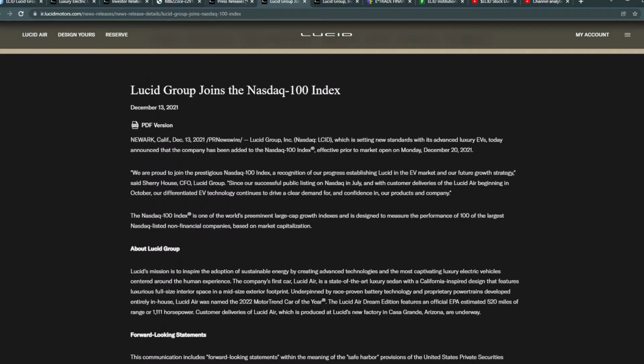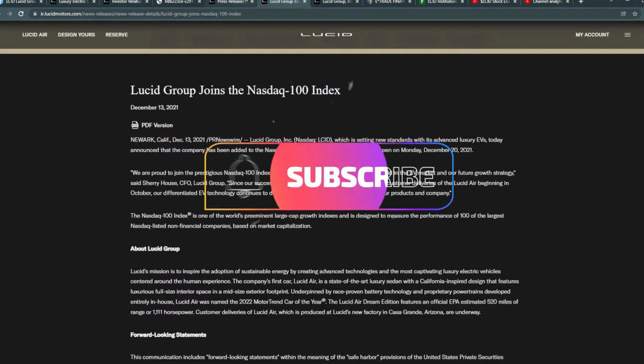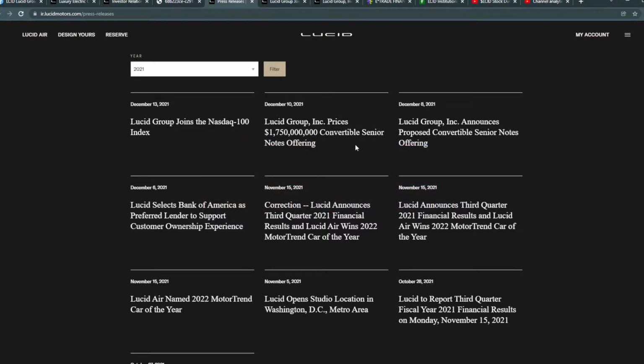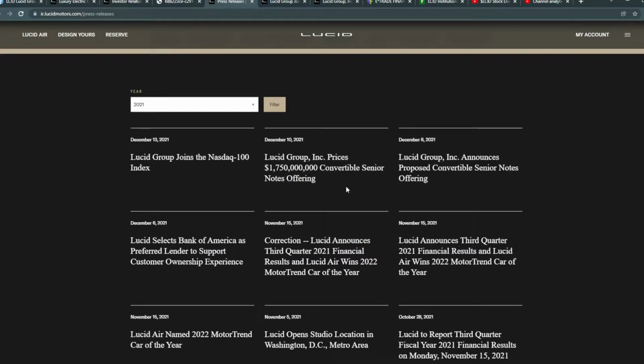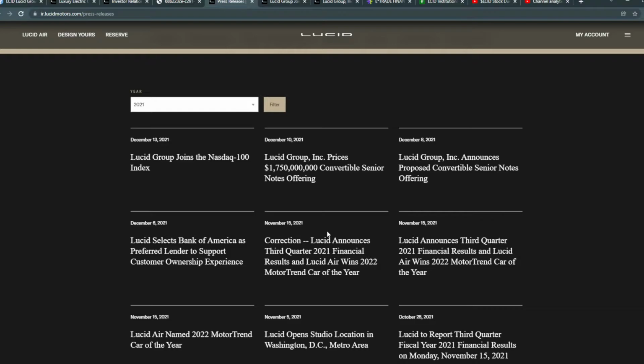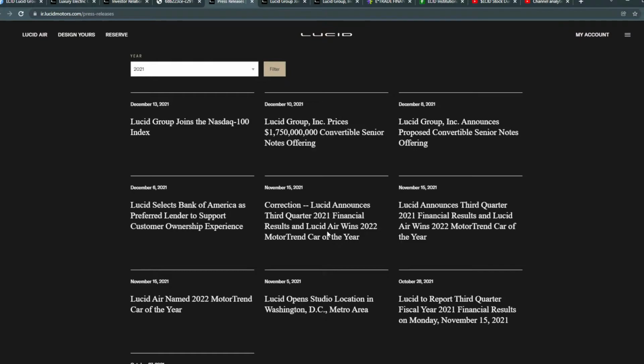But in terms of the latest press releases, on December 13th they joined the NASDAQ 100 index, and it'll be effective prior to next Monday, December 20th, 2021. Now, they also priced a $1.75 billion convertible senior notes offering. Again, this is kind of normal, but offerings and raising a lot of money like this is very prominent, even companies like Tesla have done that earlier this year, I believe somewhere early in the summer. Other than that, things are just on schedule.